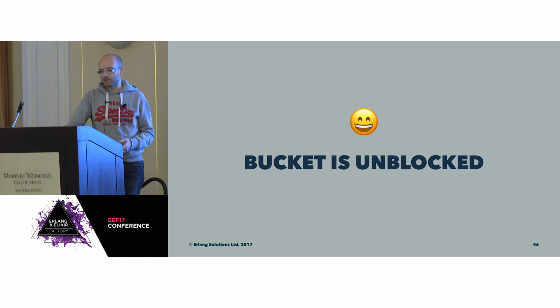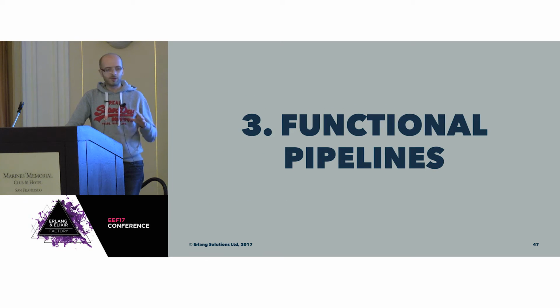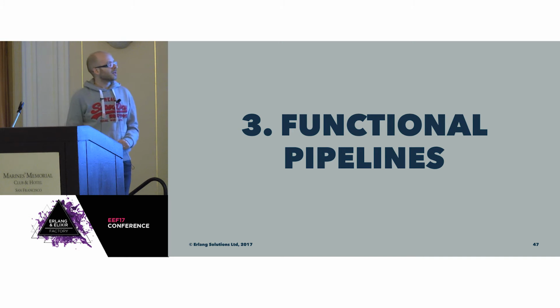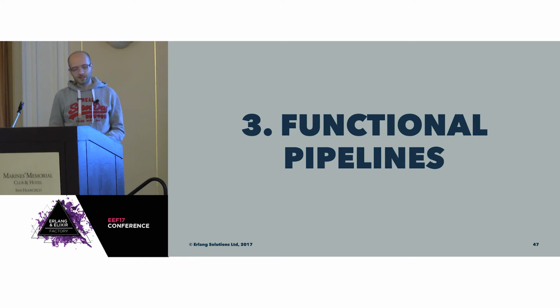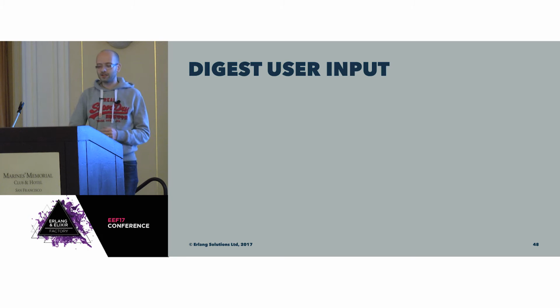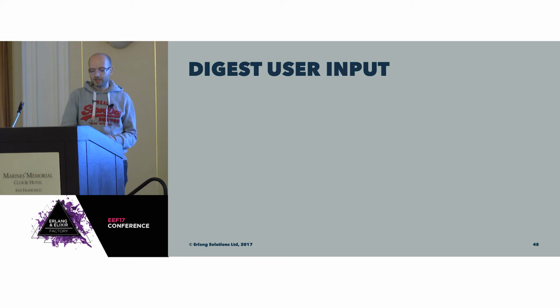So the bucket is unblocked, and that way we just get a nice compromise. Now, the third use case is about what I call essentially functional pipelines. Now, this is Elixir specific. The first two use cases, you can definitely do the same thing in Erlang. But functional pipelines is a specific thing that Elixir provides compared to the constructs available in Erlang.